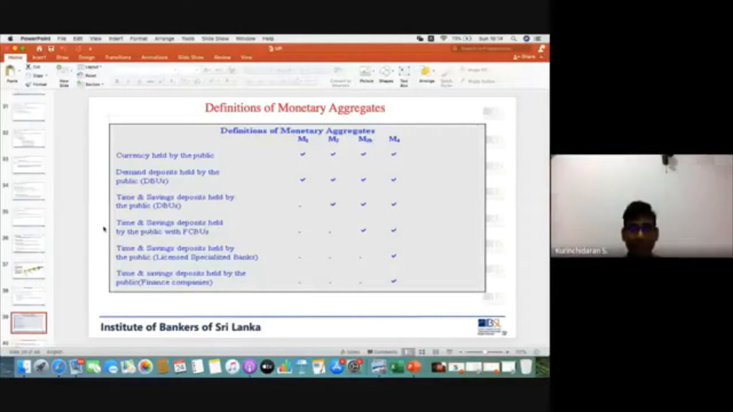And M4 finally includes M2B plus time and savings deposits held by the public with licensed specialized banks, and time and savings deposits held by the public with finance companies, right? So these are the 4 measures actively used in Sri Lanka. When we talk about money supply, we assume M1, and then wherever necessary, it can be M2, M2B, M4, right?